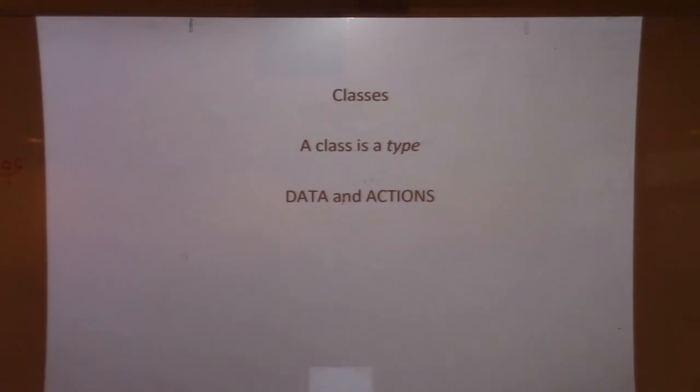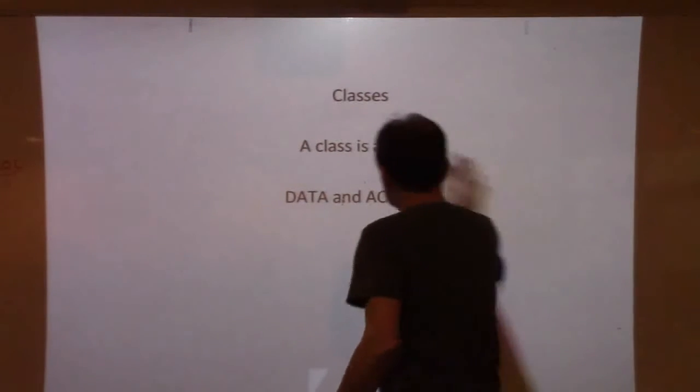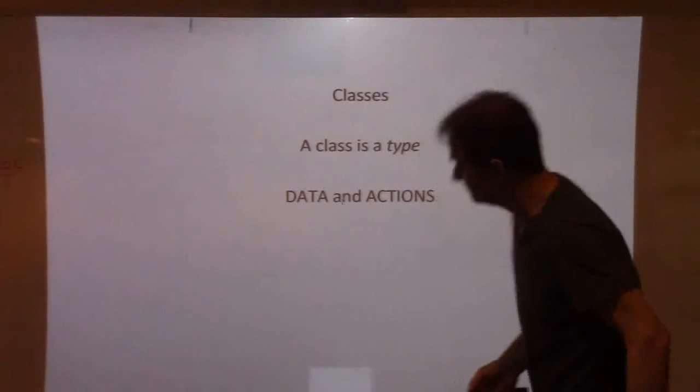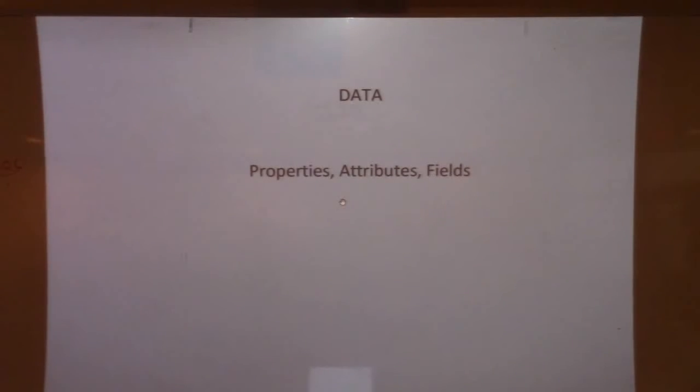It contains two pieces. The first piece is data. The second piece is actions. When we say data, other words that we use a lot of times to describe the data are properties or attributes or fields. Same thing. So data basically are the properties of something.